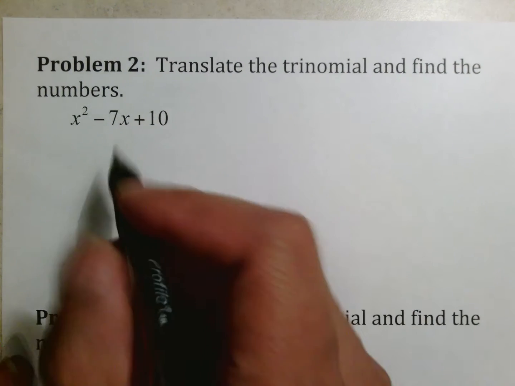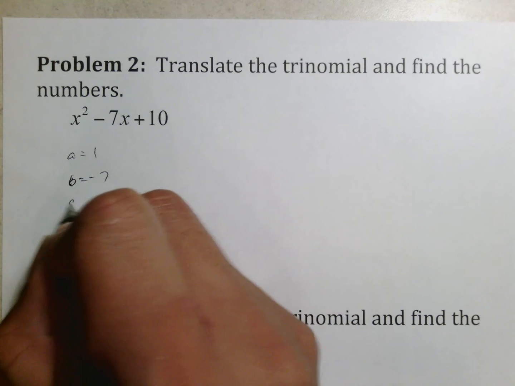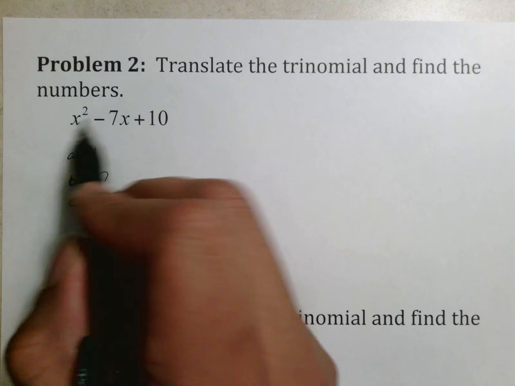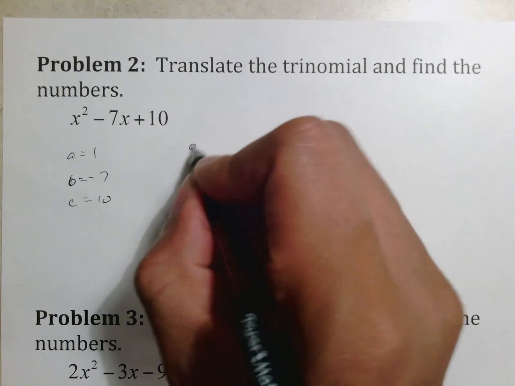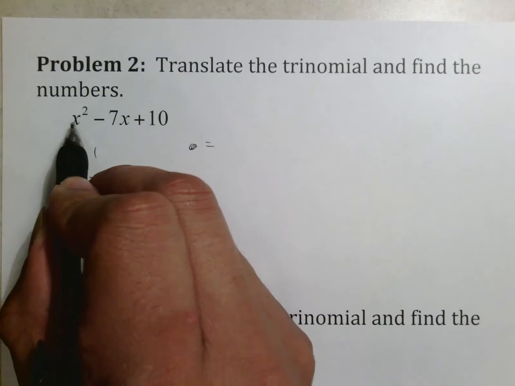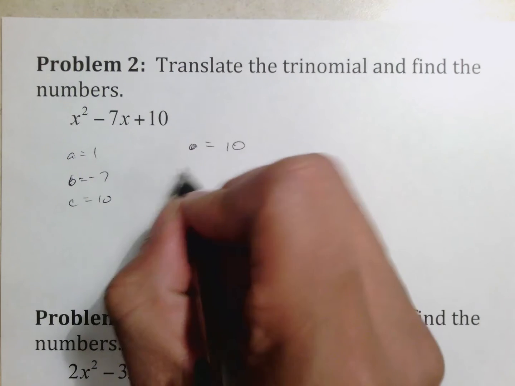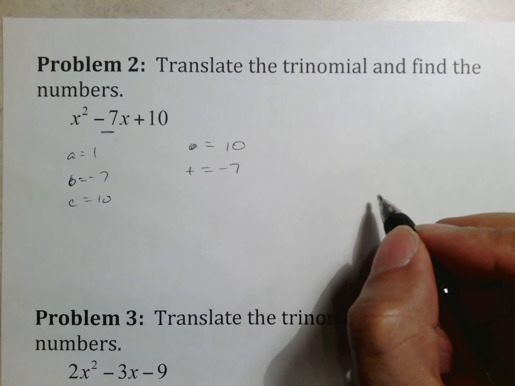This one here, again, if you had to identify it, a is equal to 1, b is equal to negative 7, c is equal to 10. Again, a is x squared, b is x, c is the last number. And you're going to start with multiplies to equal a times c, which is front times back. This is 1 times 10, which is 10, and it adds to make whatever is in the middle, which is negative 7.